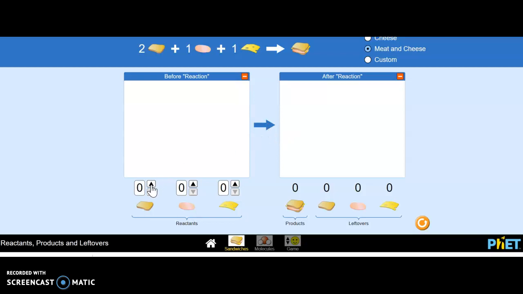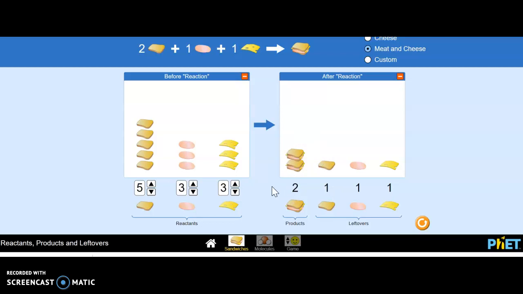If we have 5 bread, 1, 2, 3, 4, 5, and we have 3 meat, 1, 2, 3, and 3 cheese, 1, 2, 3, then you can see how much product is made. 2 sandwiches. What is our limiting reactant? This one is a little tricky. You have to remember that you need 2 slices of bread for each sandwich. So our limiting reactant is actually the bread because we don't have enough to make an entirely new product.